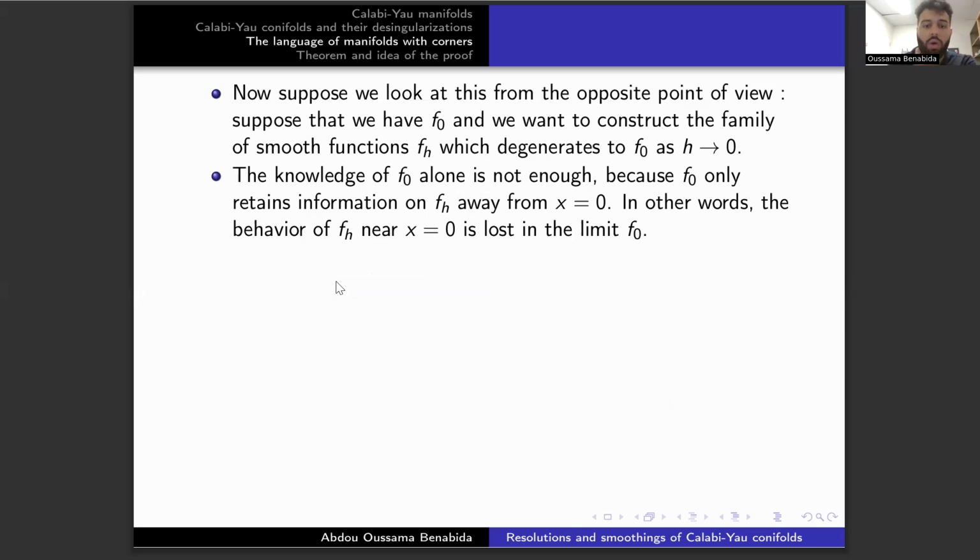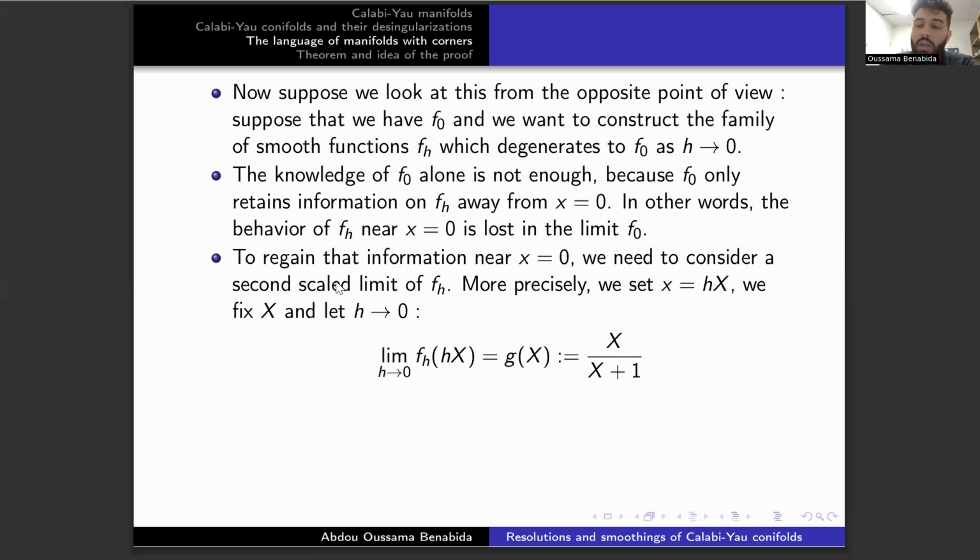So one way of getting back that information near x is equal to 0 is to consider a second limit of f_h, and this is a scale limit. For that, we introduce a change of variables. We denote x is equal to h times big X, where h is the parameter here. And so for fixed big X, we let h go to 0. So we look at the second limit, the scaled limit here.